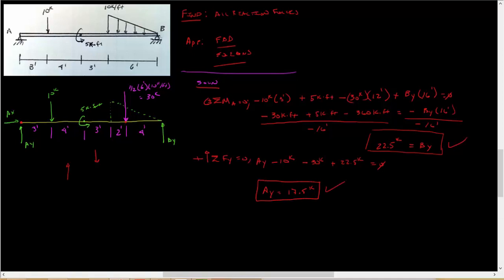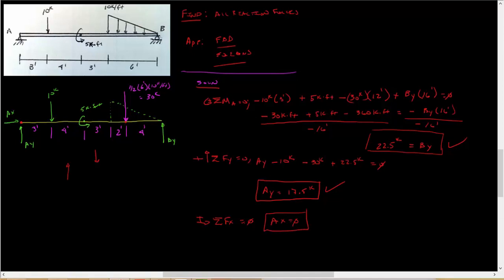Again, looking at this beam, are there any forces in the X? No. So if I sum my forces in the X, I know immediately that AX is 0, since there are no other forces acting in the X direction on this beam.